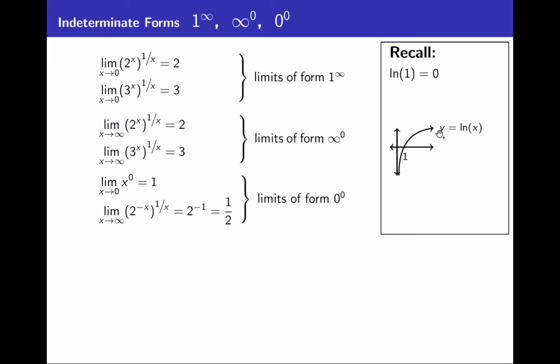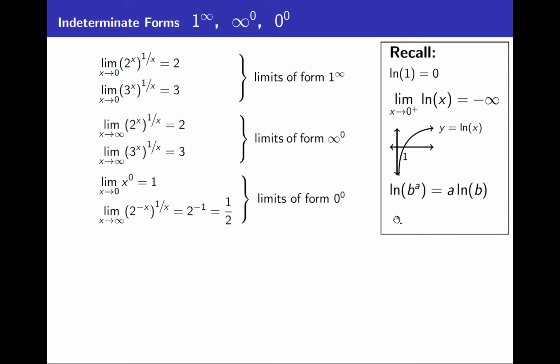Remember that the graph of ln of x looks like this. Its x-intercept is at 1. In other words, ln of 1 equals 0. And also the limit as x approaches 0 from the right of ln of x equals minus infinity, as you can see here.